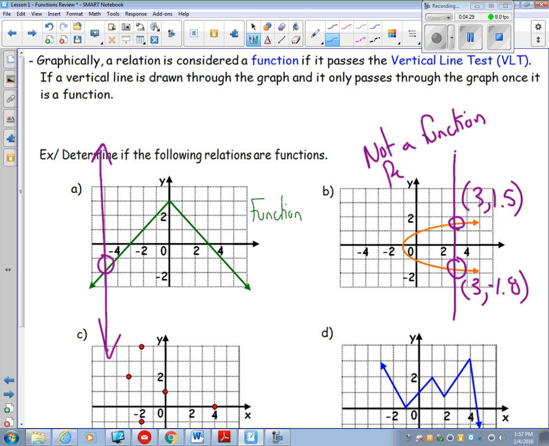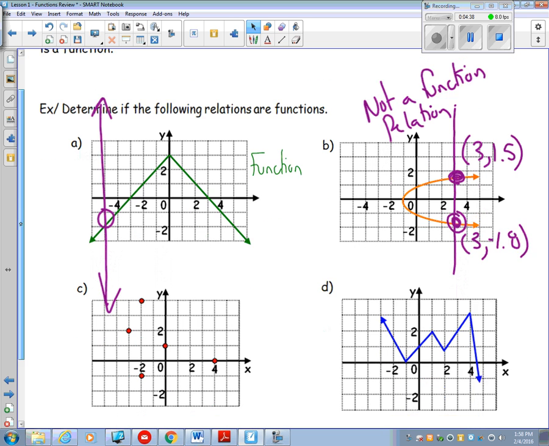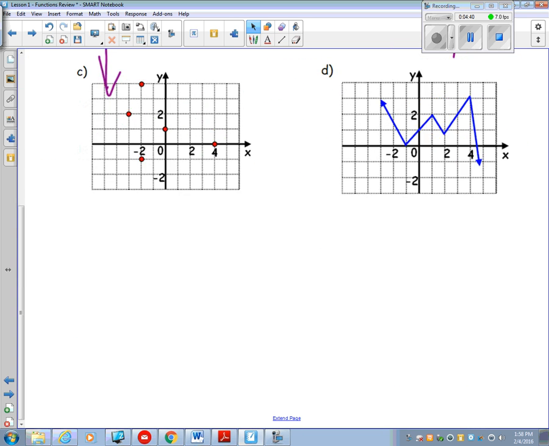And I don't need to actually make a list of points. That's not our objective here. Just the fact that it passed once, twice through a graph tells me that this thing's a relation. Okay, so you try a few so you can figure out function or relation.